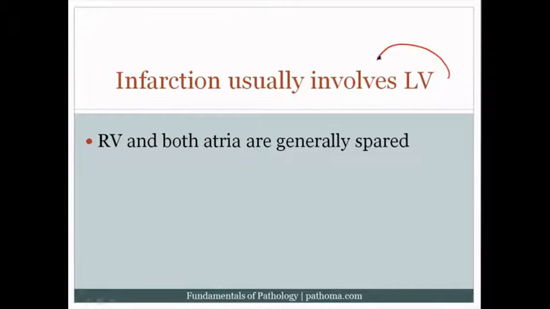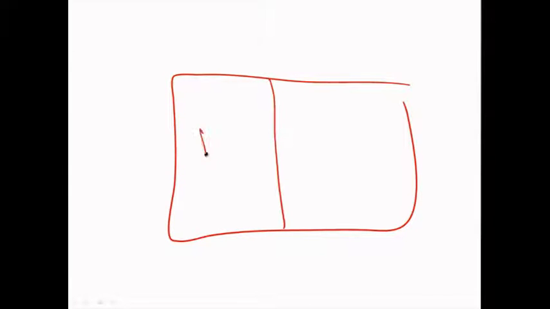Myocardial infarction usually involves the left ventricle. The right ventricle and the atria are generally spared. It's very important to note, if we draw a picture of the heart in cross-section, so this is the right ventricle, this is the left ventricle, this would be anterior, and this would be posterior. And so we've sort of just cut across the heart, and we've laid down a piece to look at in this particular image.